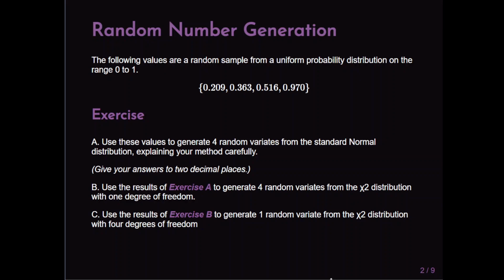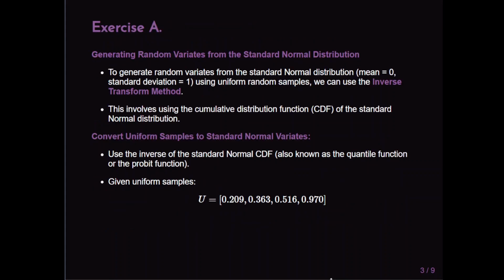Now, there's a little bit of a thought process here. This shows how random numbers are created for various probability distributions, specifically the chi-squared here. It shows the workflow from a raw source, which is the uniform probability distribution, to something that is more complex but applicable, which is the chi-square distribution. So anyway, let's get started. Exercise A, generate random variates from the standard normal distribution.